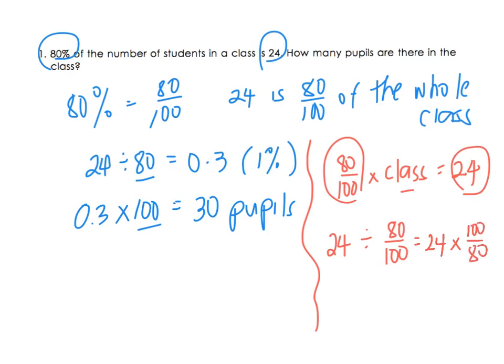We will see 24 times 100 over 80. We can cancel values. This will be 5 and this will be 4, since we can divide both values by 20. And we can cancel 24 and 4 since we can divide both by 4. We'll have 1 and then we can have 6. So 6 times 5 will result in 30 pupils, which is the same answer as method 1.